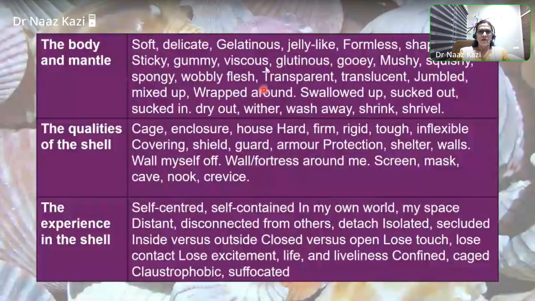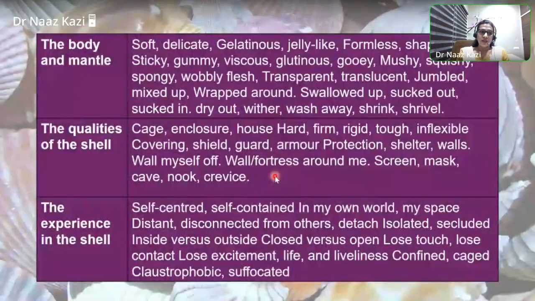These are so many words, but this all becomes important when we are in that deep phase of case taking. So in the body and the mantle, the experience could be soft, delicate, gelatinous, mushy, squishy, wrapped around, fleshy, wobbly, spongy, sucked in. All these words can be there. I have taken these notes from Dr. Shankaran's book on mollusk, so you can all read it there. The qualities of the shell, they will express as an enclosure, as an armor, as a wall of fortress around me, a mask, a nook, a crevice, a wall of myself, covering, shield.